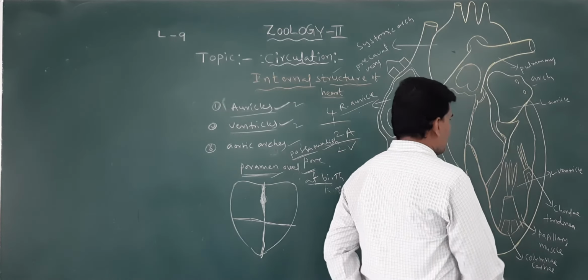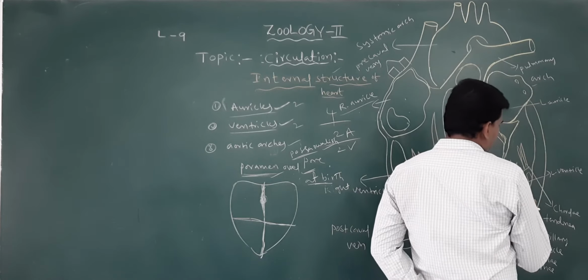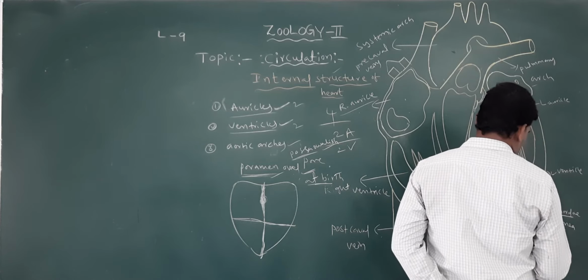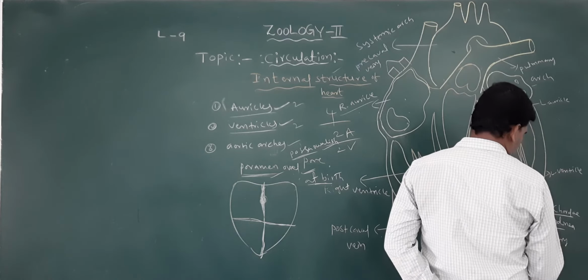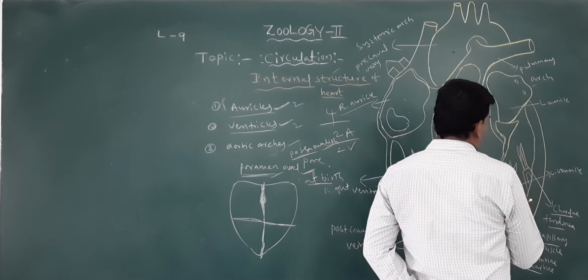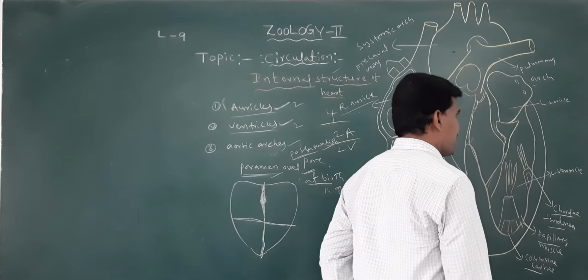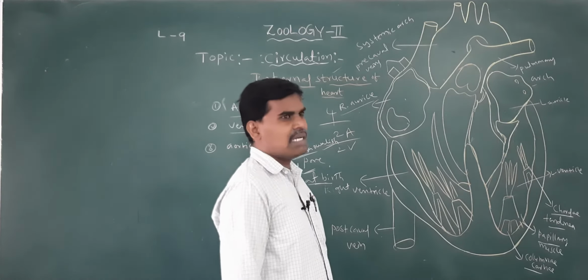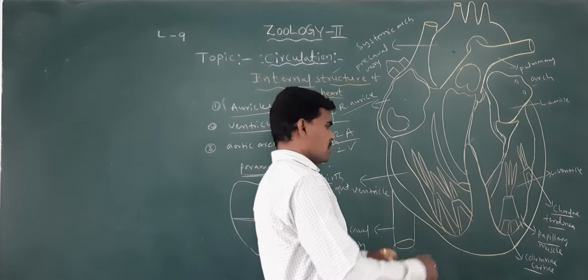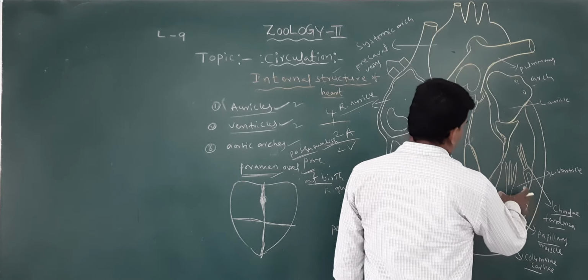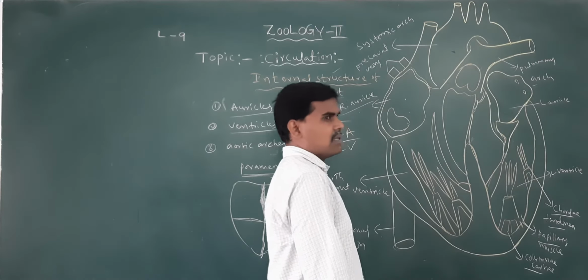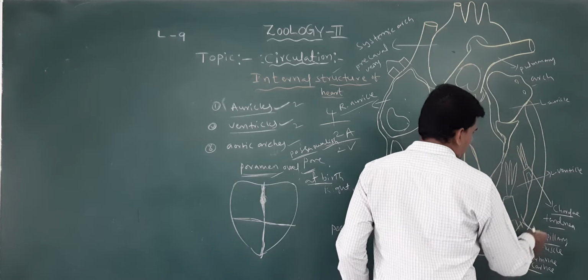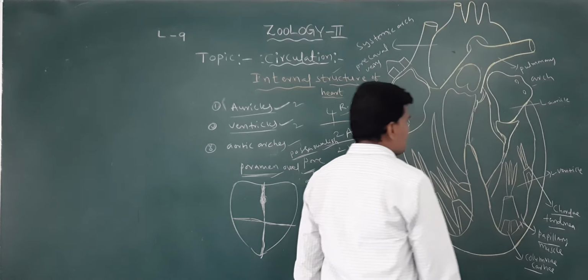Why? Because on the inner side of the ventricles there are chordae tendineae, papillary muscles, and columnae carneae, which are types of muscles inside the ventricles. The thick walls increase the volume of the ventricles.